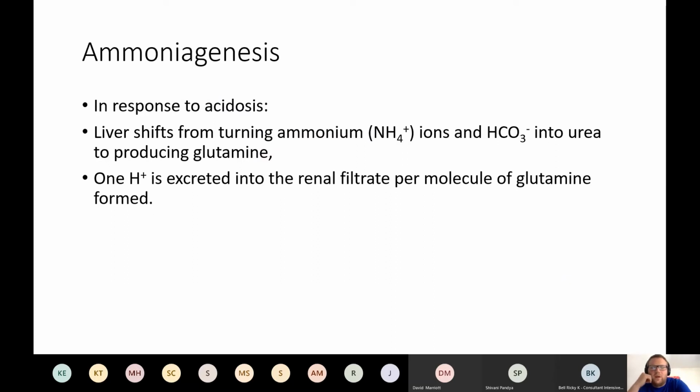The last one that I'm going to talk about very briefly is ammoniagenesis. In response to acidosis, the liver shifts from turning ammonium ions and bicarbonate ions into urea to producing glutamine. And then the glutamine is transported in the blood from the liver to the kidneys, and this allows for one extra hydrogen ion to be excreted from the kidneys in exchange for each glutamine molecule formed.